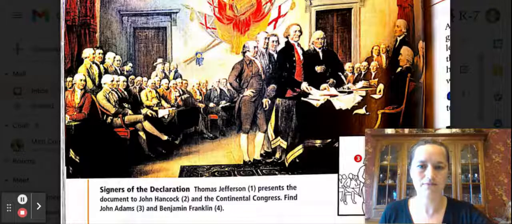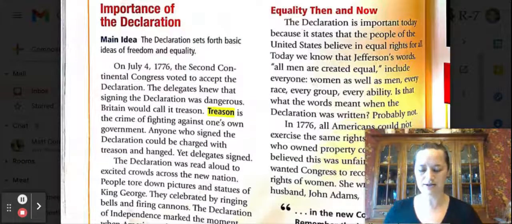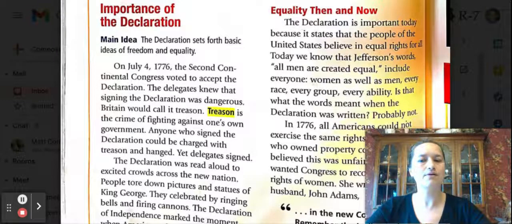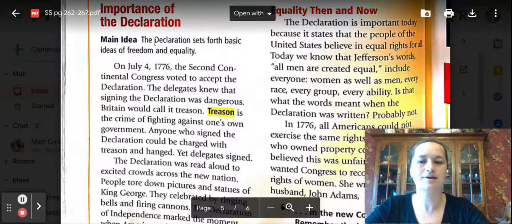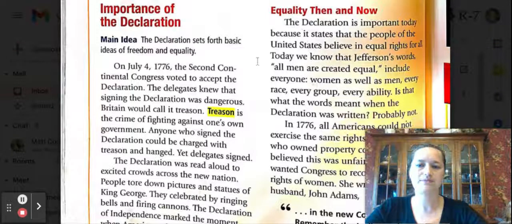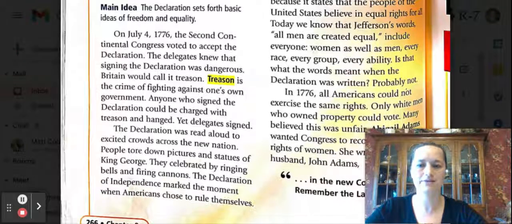So, the importance of the Declaration. The Declaration sets forth basic ideas of freedom and equality. That's our main idea. So, if you were writing notes, you might want to stop here and write that the Declaration of Independence was signed on July 4th, 1776. The Declaration sets forth basic ideas of freedom and equality. On July 4, 1776, the Second Continental Congress voted to accept the Declaration.